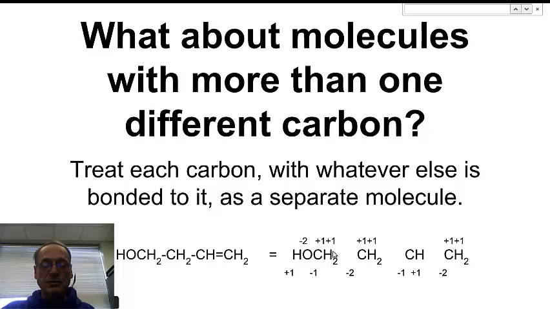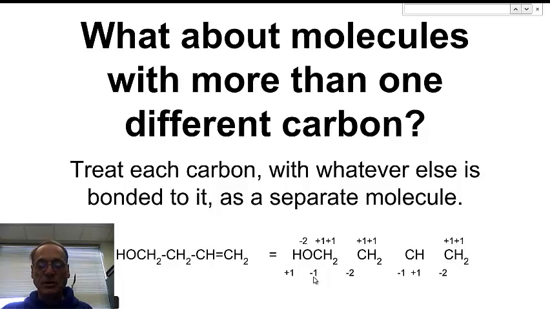Each of the 3 hydrogens is a +1, so therefore the carbon must be a -1. And in this case, since each of the hydrogens is +1, the carbon must be a -2. And in this case, since the hydrogens are +1, the carbon must be a -1. And in this case, since the hydrogens are each +1, the carbon must be a -2.